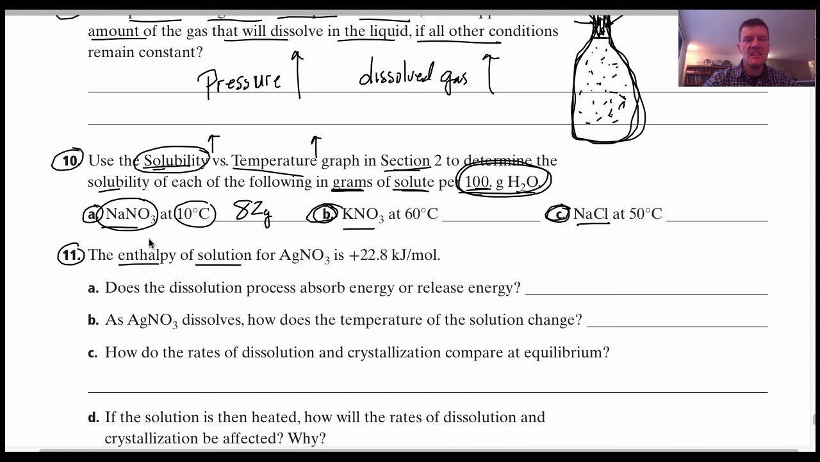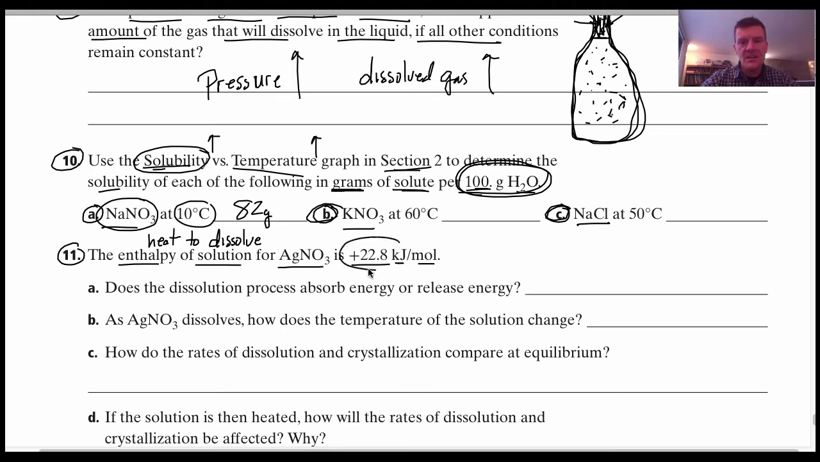It says the enthalpy of solution. That is the heat to dissolve. Is there heat that's going to be released when we dissolve something? Is it exothermic? Or is heat going to be absorbed when we dissolve something? Is it endothermic? And here it says the enthalpy of solution of silver nitrate is positive 22.8 kilojoules per mole.